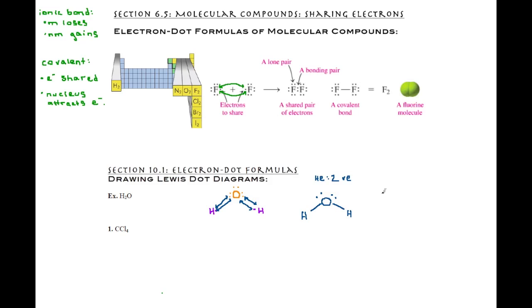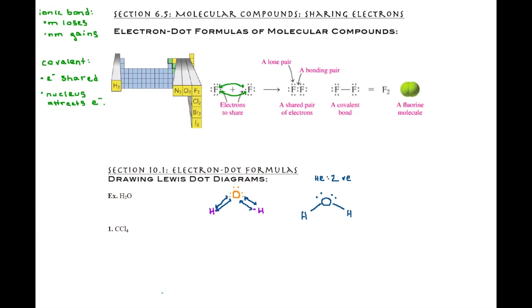Now, a good way to check to make sure everyone's happy: hydrogen has 2 electrons because this line represents 2 electrons. That's all it wants. This hydrogen has 2 electrons. That's all it wants. Oxygen wants 8, so let's count. I've got 2 here, so that's 4. This is 6 because that represents 2 electrons. That's 8. And so this is a very happy molecular compound. Everyone's got the electron configuration of a noble gas.